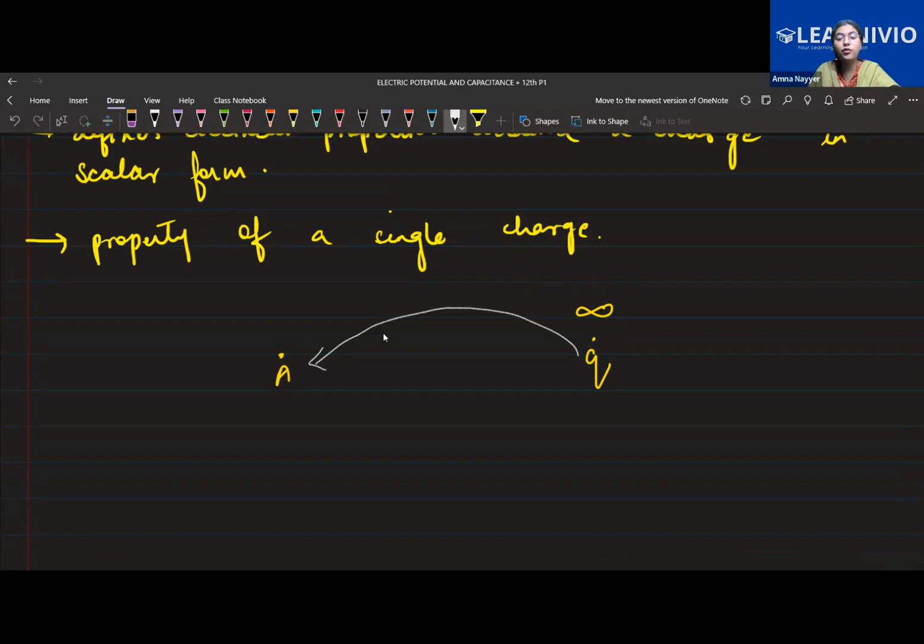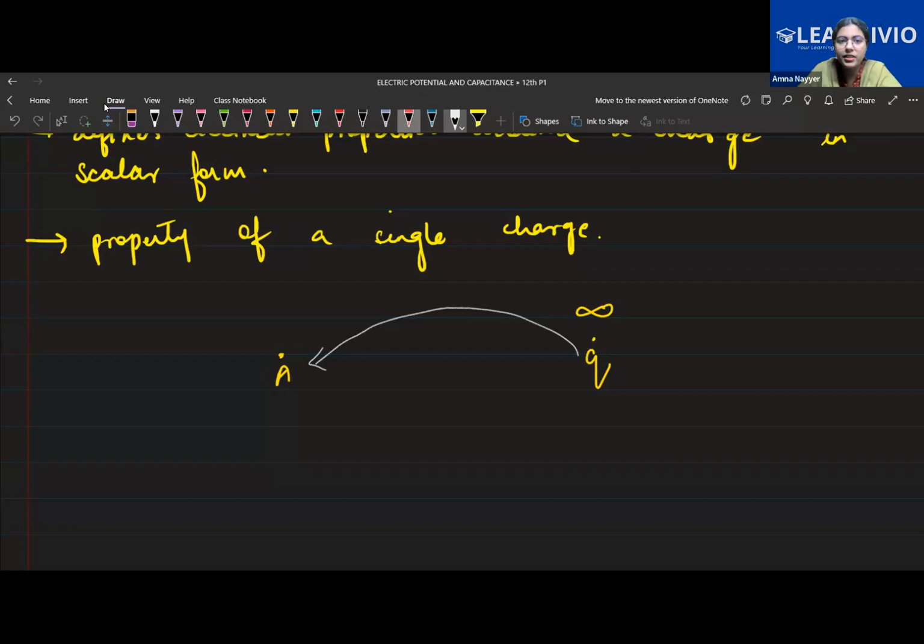It means, what are you doing? From infinity, you are bringing this charge to this point A. In the previous case, what did we do? We just took charge from one point to another, and whatever work done was there, we recorded. Now what are we seeing? That when the charge is moving from infinity, this is very important, it's moving from infinity.